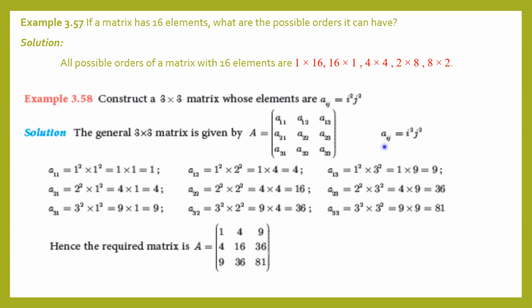See here they have given Aij as i square into j square, so that is why we are doing it like this. In some sums they may give other conditions, like i minus 2j. Similarly, find the answer for the remaining elements, and then finally write the matrix A with the answers.